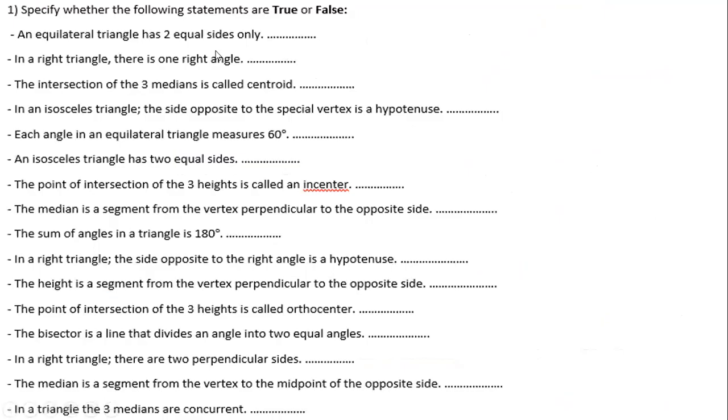We have a true-false question. We should specify whether the following statements are true or false. Aya. Yes, miss. An equilateral triangle has two equal sides only. True or false?